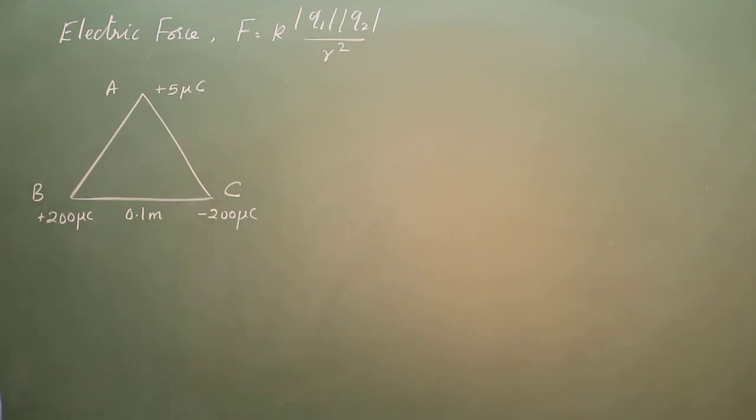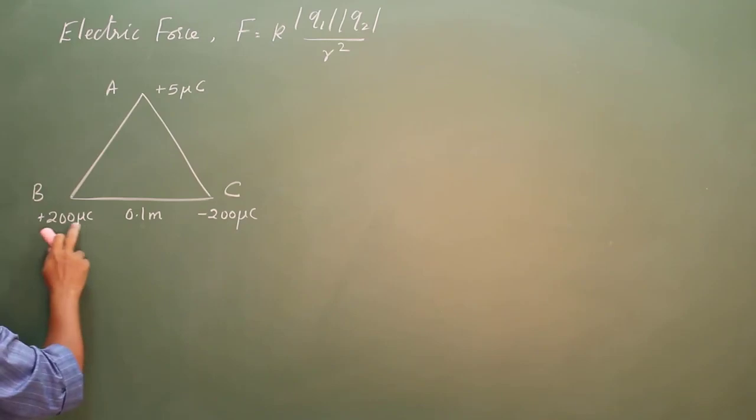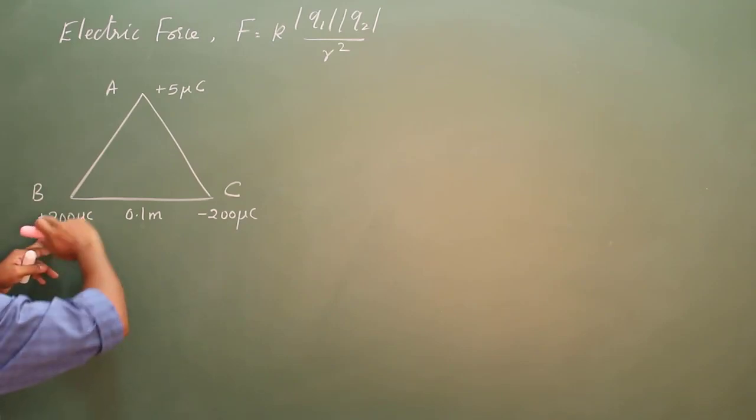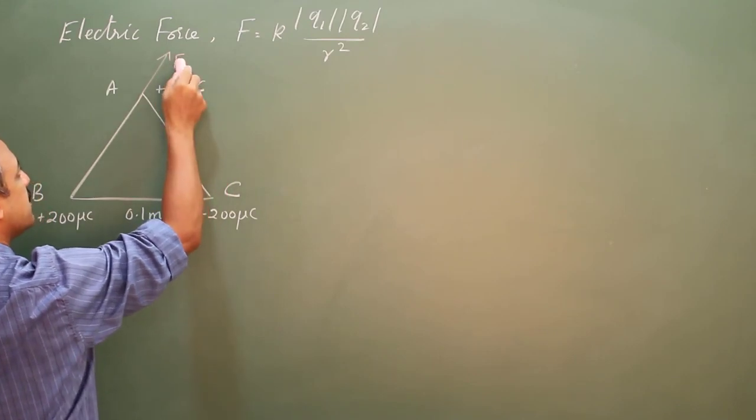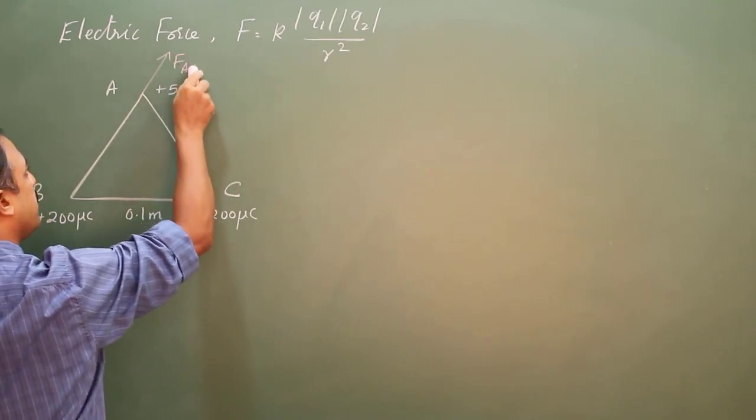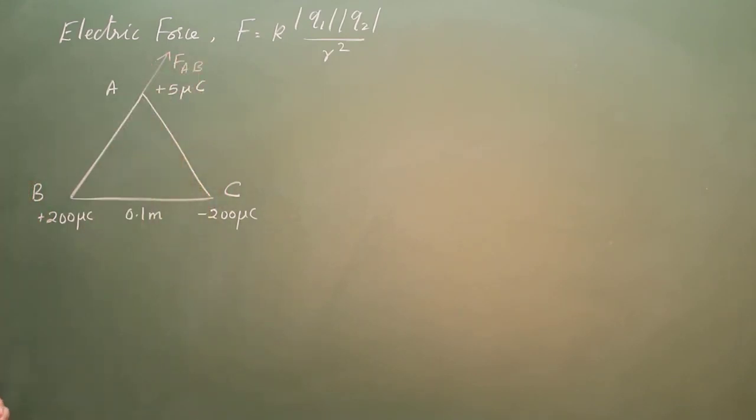Now when we talk about net force, you can see that this plus 200 microcoulomb is going to exert a repulsive force on this, so that will act like this. I'll write this as FAB, that is the force acting on this charge applied by the charge placed at B.